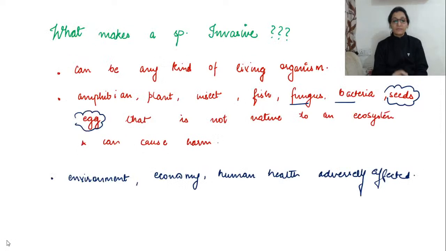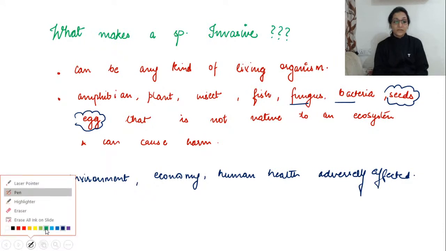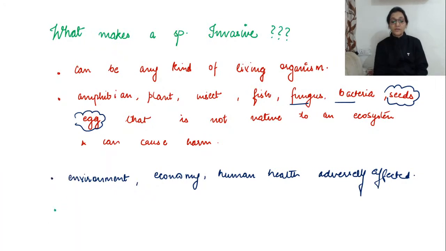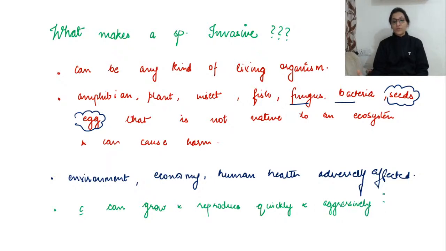The species that grow and reproduce quickly and spread aggressively, with potential to cause harm, will be called invasive species. Any species which can grow and reproduce quickly. Another line that has been added here is: which can grow and reproduce quickly and aggressively, with potential to harm. This we have been saying all along. So they are called invasive species.